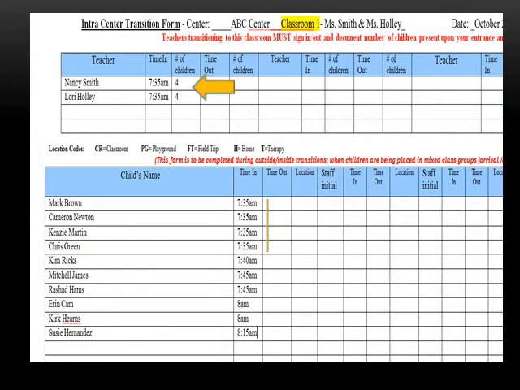Now the children and the staff have arrived in their classroom for the day. In this example, when the teachers arrive in Classroom 1, they sign themselves and the children into the Classroom 1 Intra-Center Transition Form. As the children arrive in Classroom 1, the teachers write their names and arrival time on the form. They will continue to use this form for the remainder of the day.